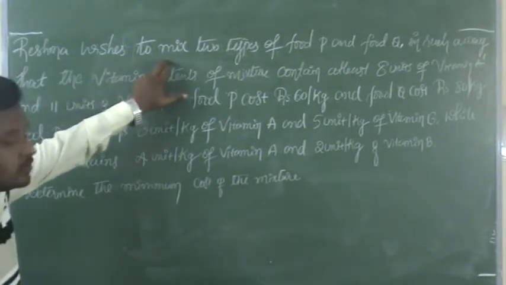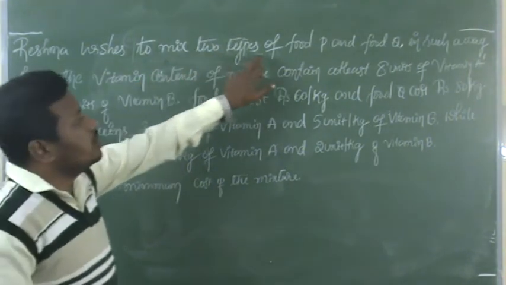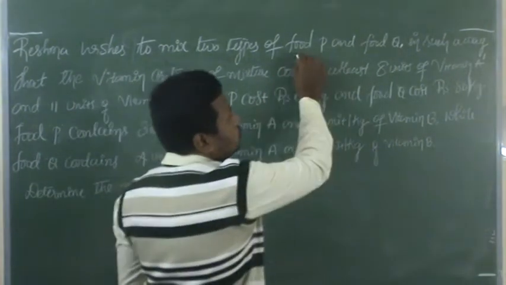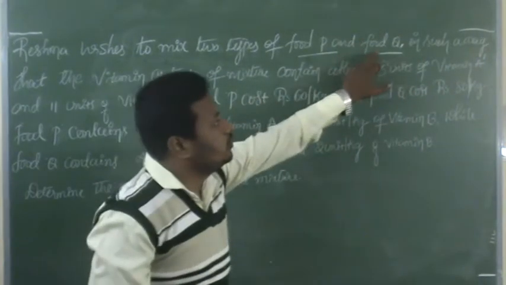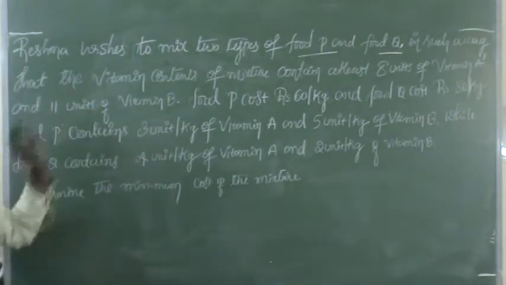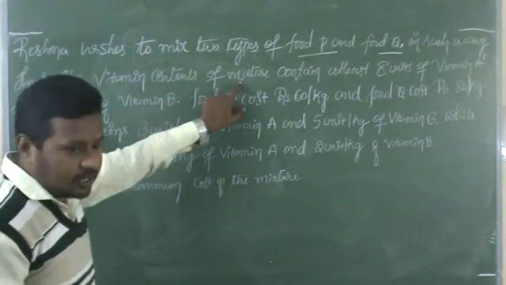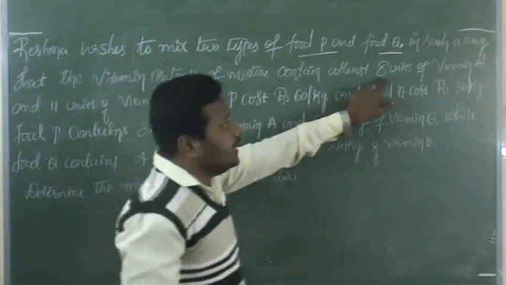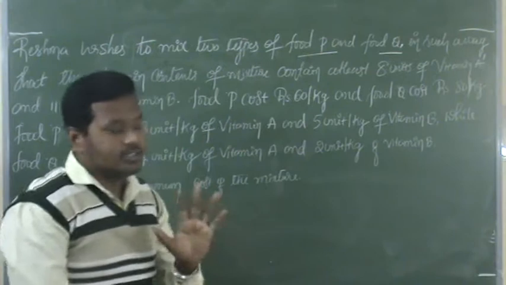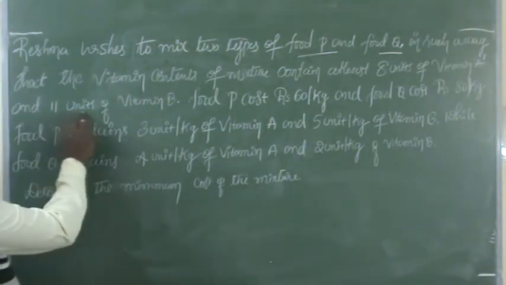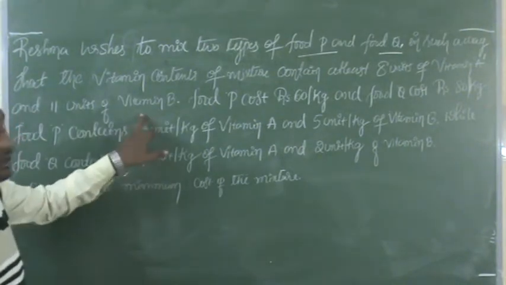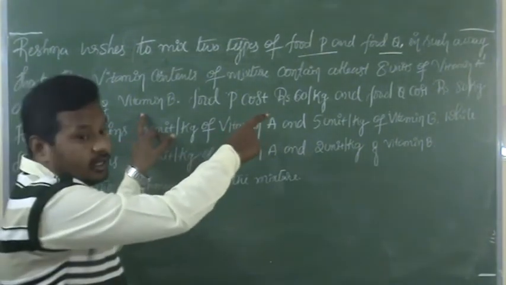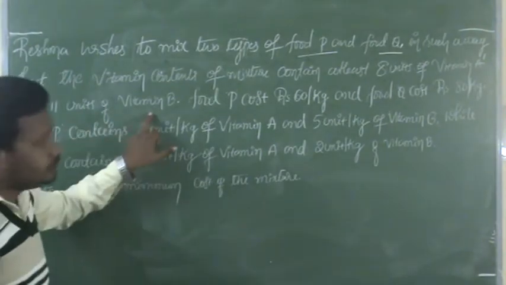Reshma wishes to mix two types of food, food P and food Q, in such a way that the vitamin content of the mixture contains at least 8 units of vitamin A and 11 units of vitamin B. So that mixture contains P and Q, with 8 units of vitamin A and 11 units of vitamin B.